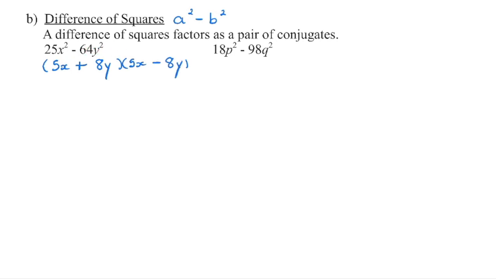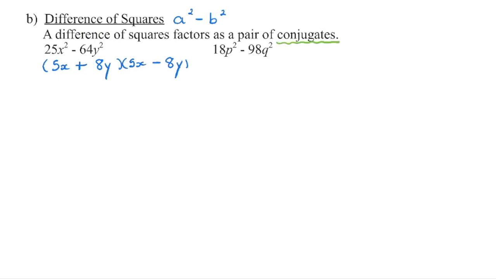5x times 5x gets us back to 25x squared. 5x times negative 8y is negative 40xy plus 40xy. So the outside product and the inside product zero out. That's why we don't have that middle term. And then 8y times negative 8y gives us that negative 64y squared.